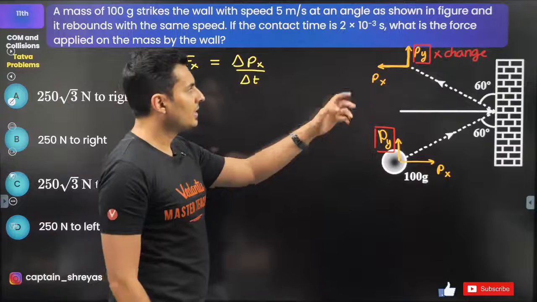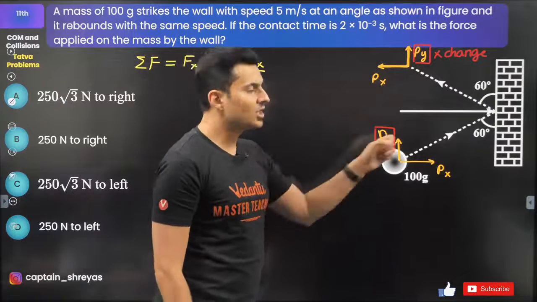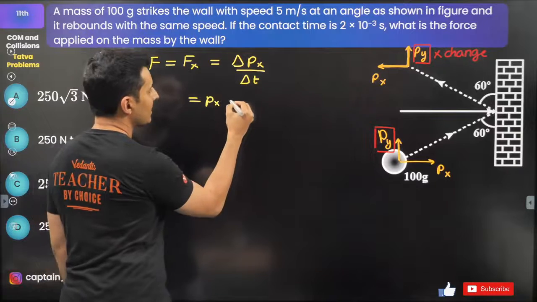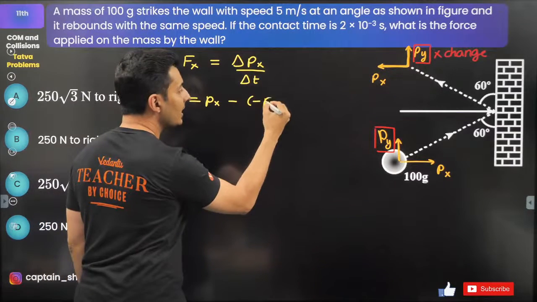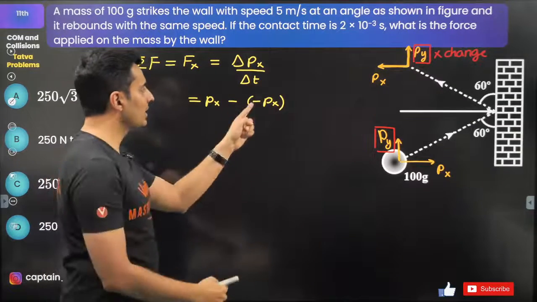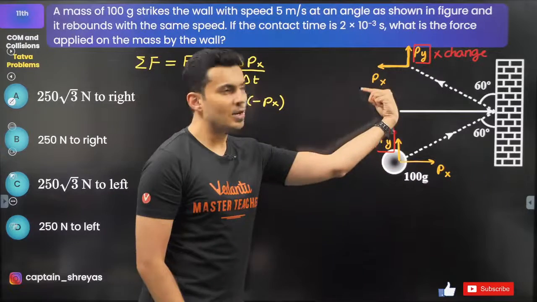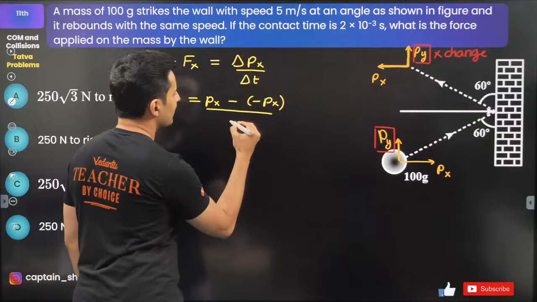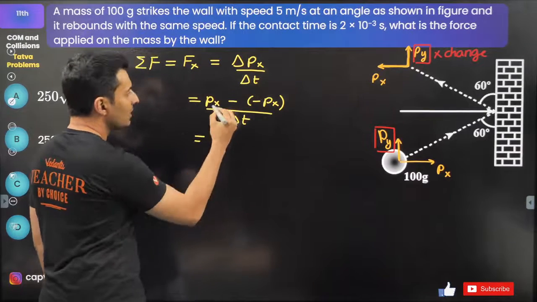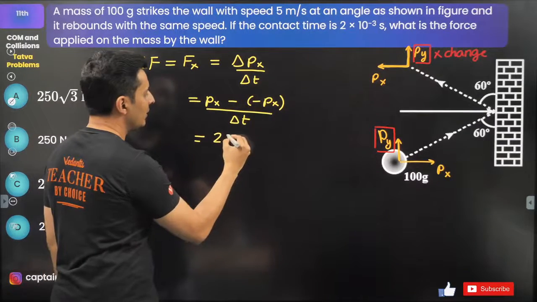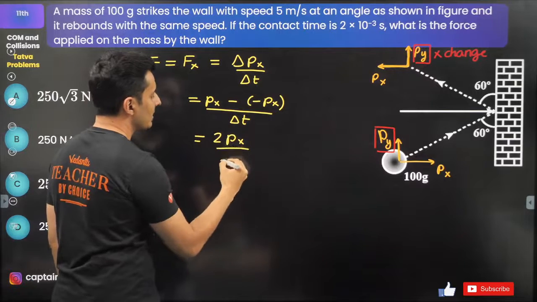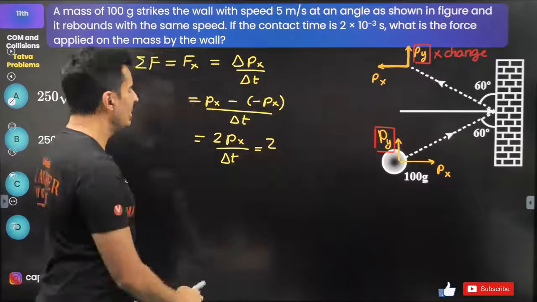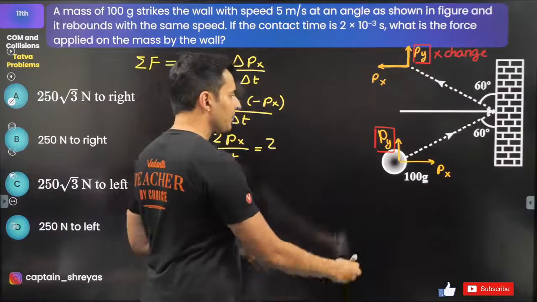Now if you notice, final momentum is here, initial momentum is here. So if I take the final momentum as px, initial momentum will be negative px. Reason for this minus sign, this is exactly opposite of this, and momentum is a vector quantity. So this divided by the time, this will become plus, so it will become 2 times px divided by the time. Now the momentum in x direction, think about it carefully, guys.